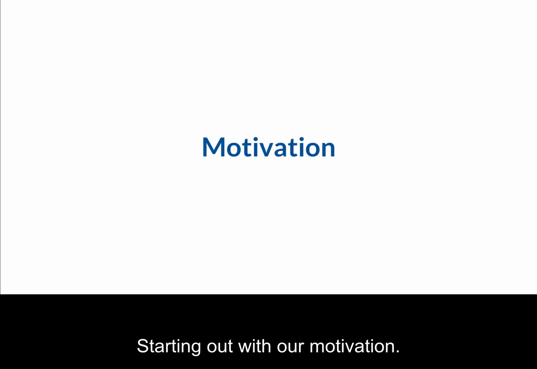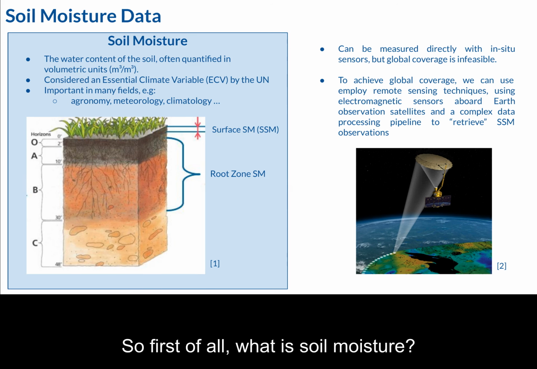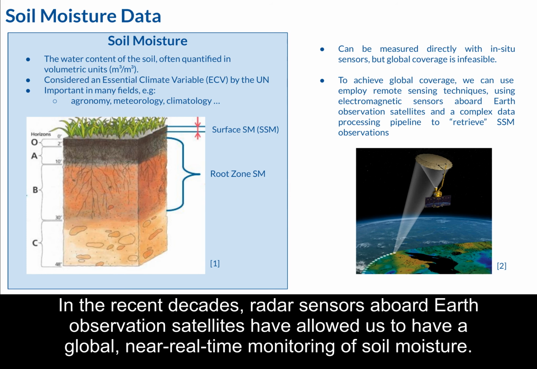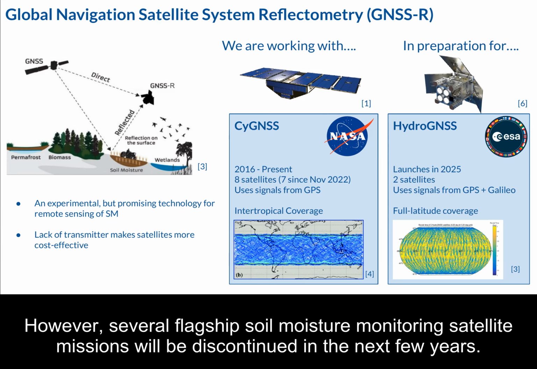Starting out with our motivation. So first of all, what is soil moisture? Well, it's basically the water content of the soil and a key variable in agronomy, climatology, and the earth sciences. In the recent decades, radar sensors aboard Earth observation satellites have allowed us to have a global, near real-time monitoring of soil moisture. However, several flagship soil moisture monitoring satellite missions will be discontinued in the next few years.